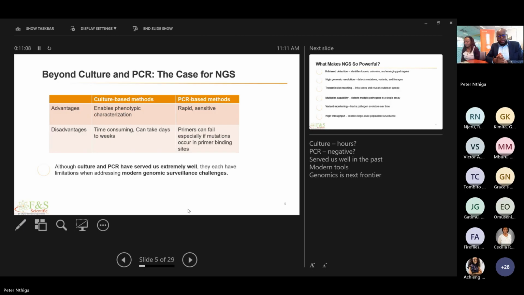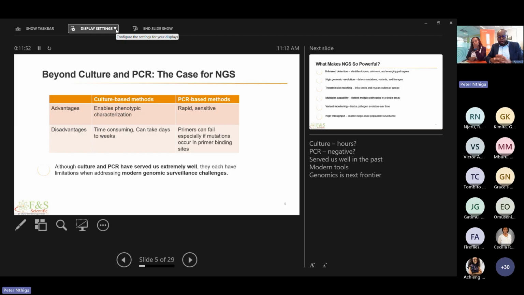So these traditional tools, PCR and culture, have really served us well when we're doing our genomic surveillance. However, they are not without their limitations. For example, culture-based methods are the gold standard in some of the assays for genomic surveillance. However, they tend to be time-consuming and can take days to weeks. You can really imagine if there's an outbreak situation where you need to respond quickly and present your findings, it can be a bit frustrating to use such an approach to address an outbreak timely.